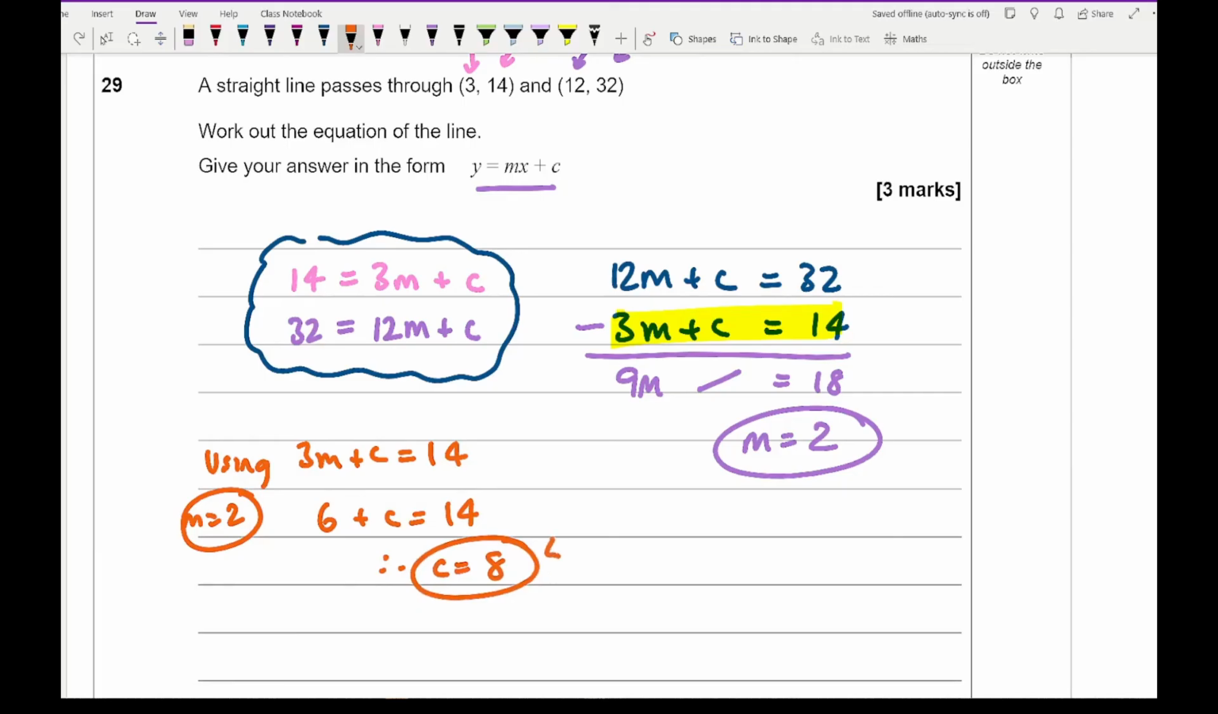So therefore, combining these two bits of information in y equals mx plus c, we get an answer of y equals 2x plus 8. And there we go.